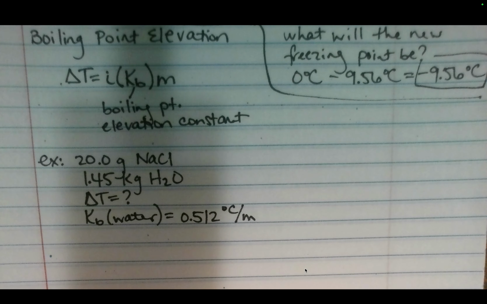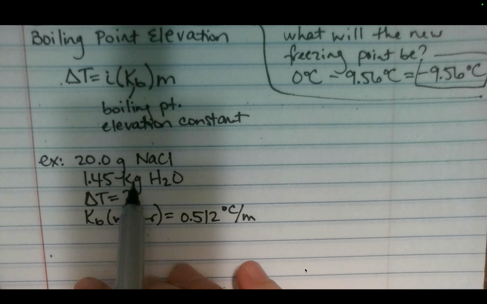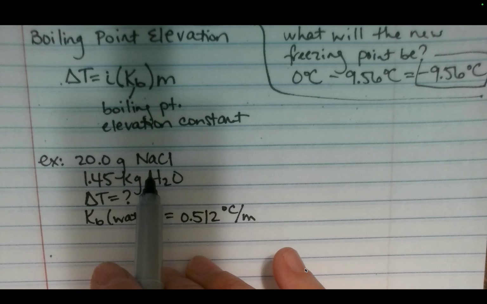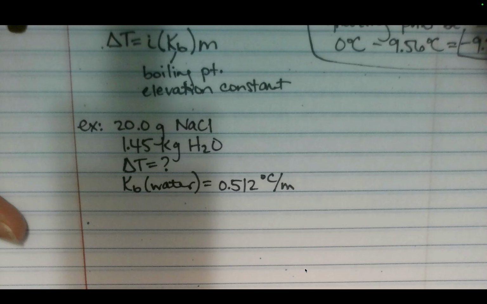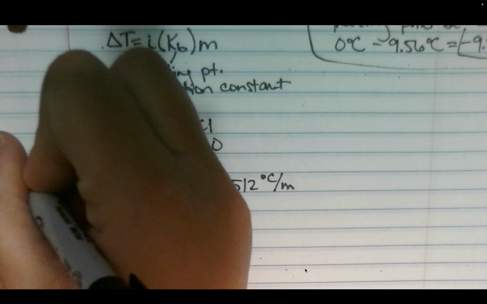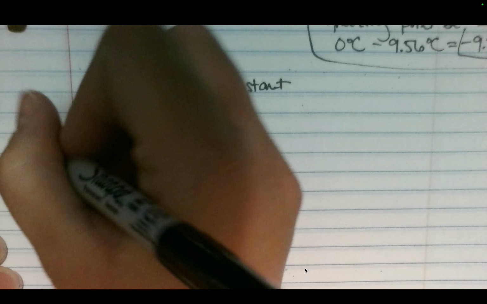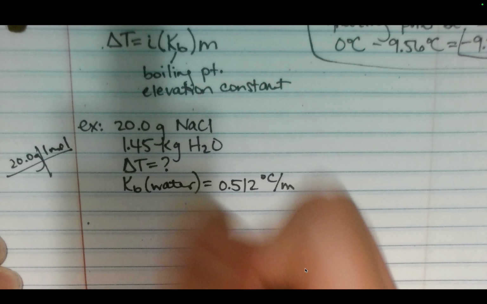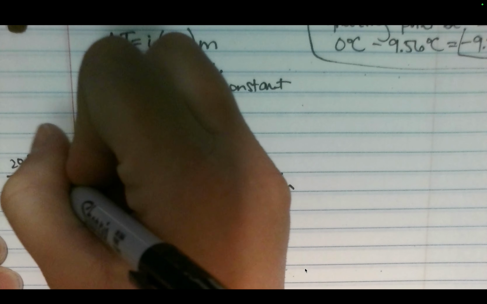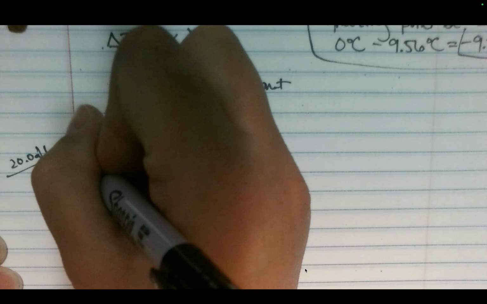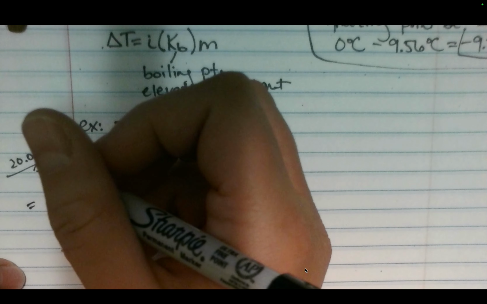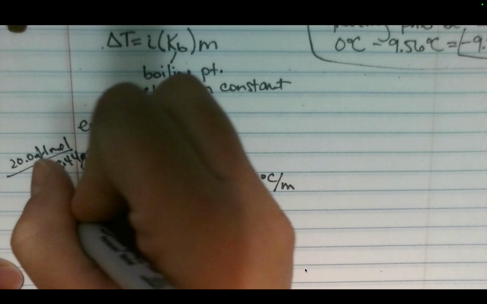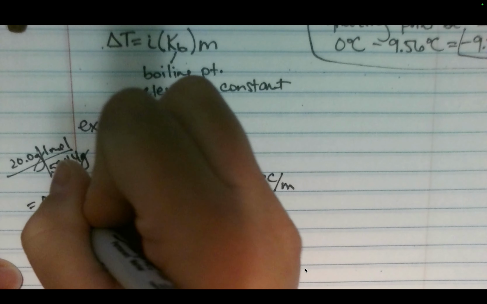So I know that I need to calculate my molality of my solution. My water is already in kilograms. I still need to convert from grams to moles for my solute. So over to the side, 20 grams. Remembering that 1 mole, we calculated this earlier, is 58.44 grams. Grams cancel. I end up with 0.342 moles of NaCl.